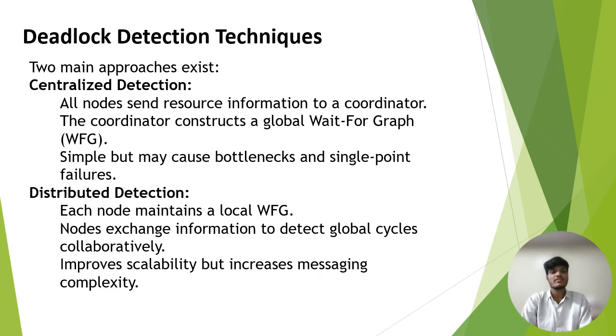Deadlock detection techniques. There are two main approaches: centralized detection and distributed detection. In centralized detection, all nodes send resource information to a coordinator. The coordinator constructs a global wait-for graph, WFG, which is simple but may cause bottlenecks and single points of failure. In distributed detection, each node maintains a local WFG. Nodes exchange information to detect global cycles collaboratively, which improves scalability but increases messaging complexity.